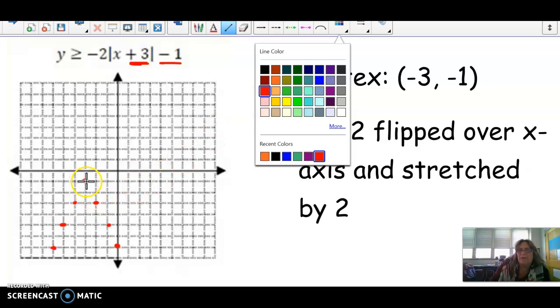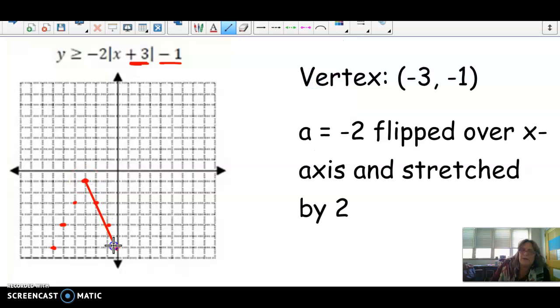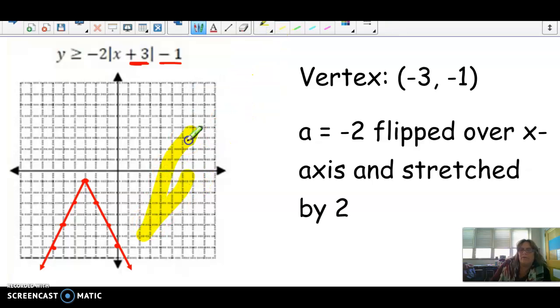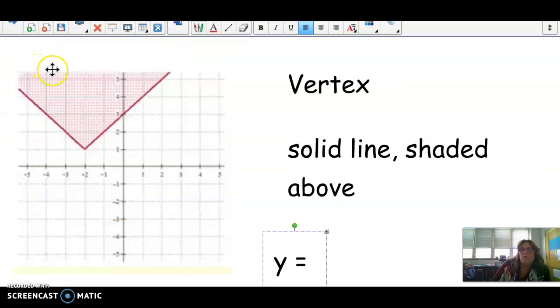So if I graph it this way, I'm looking here to figure out whether it's going to be a solid or dotted line. Because it has a line underneath my inequality sign, this is going to be a solid line when I graph it. And then I also look at the sign, and because the sign is greater than, that means that when I shade it, I'm going to shade above my graph. So I'm shading above the graph here.